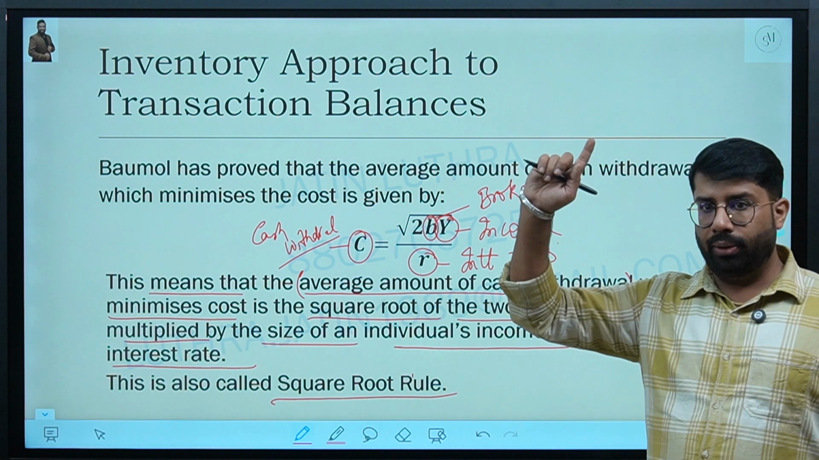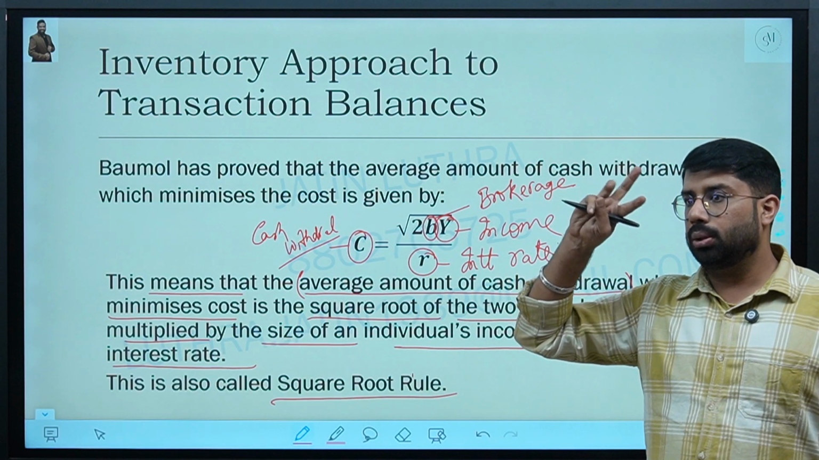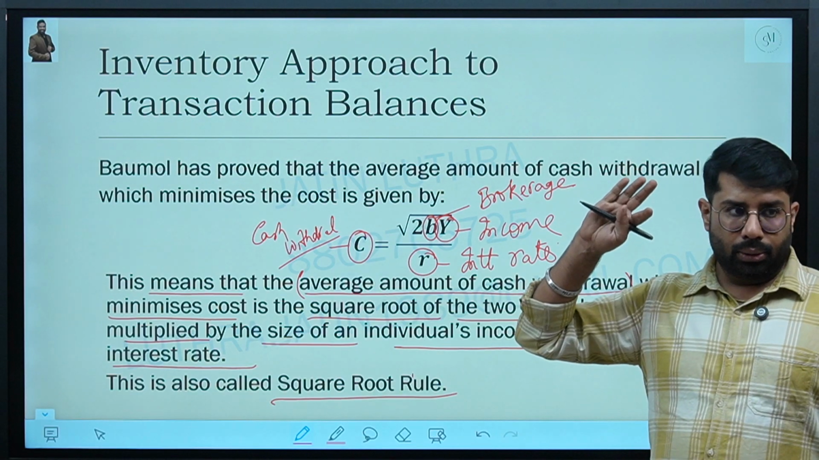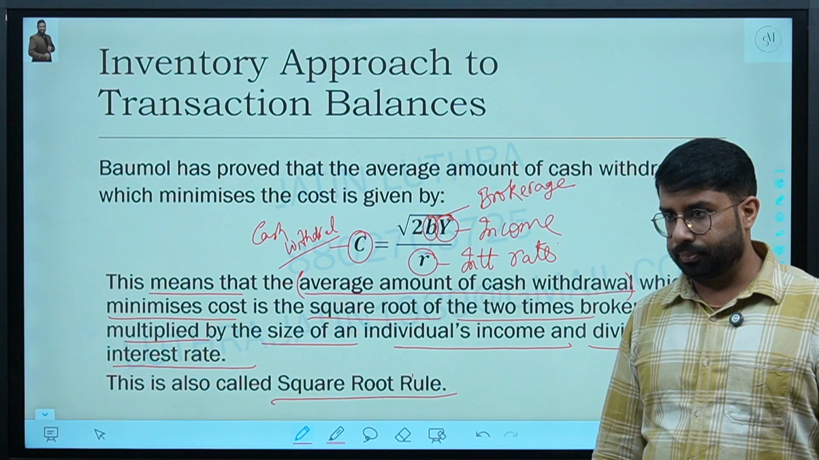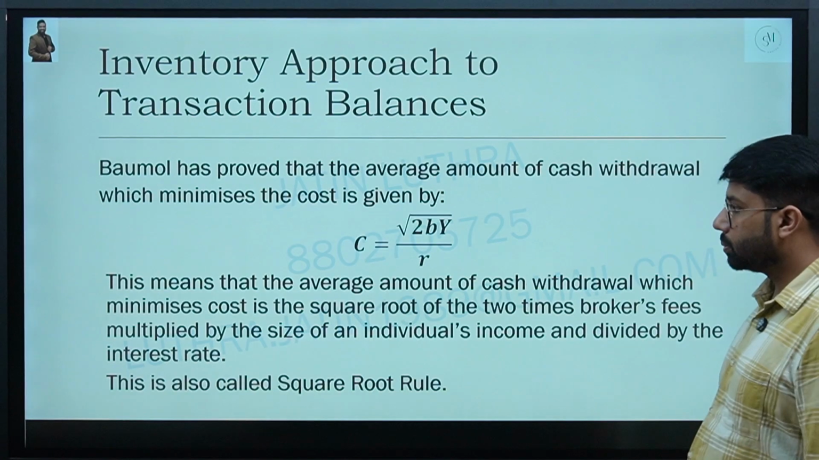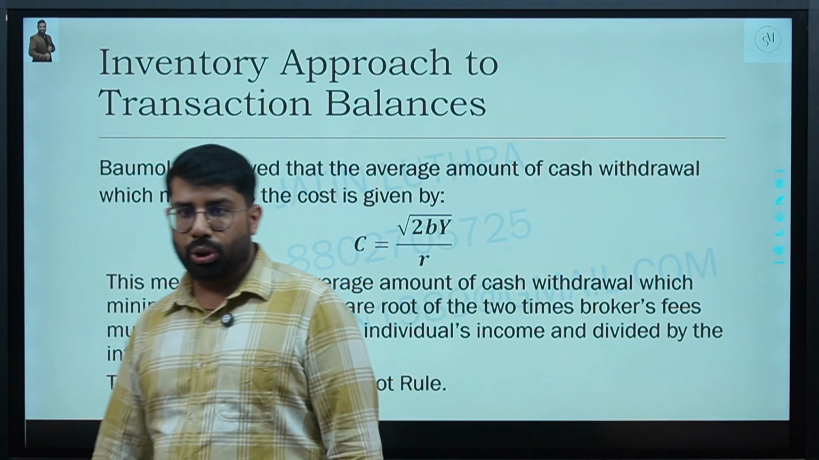MB equals PT, first equation. MB plus M dash B dash equals PT, second equation. Third equation, LR equals KY. Fourth equation, C equals under root 2BY upon R. Clear? That is the inventory approach to transaction balances.